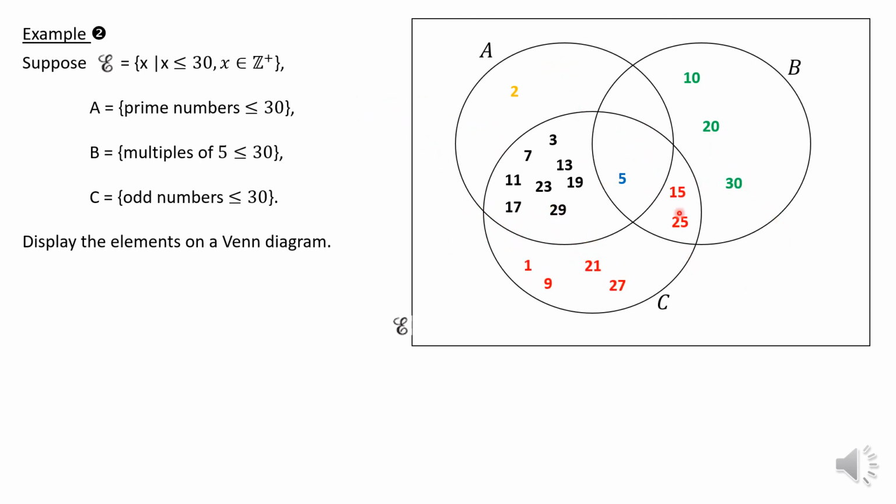But I need to know that because in set C, we have to have all the odd numbers. And all the odd numbers from 1, 3, 7 up to 29, 5 and 15 are also odd. And that is how we enter them there. Now there are some numbers that are not part of whatever we have here, and they are going to be appearing on the outside of the circles inside the rectangle like so. So this is how you display this information about these 3 sets and the universal set on a Venn diagram.